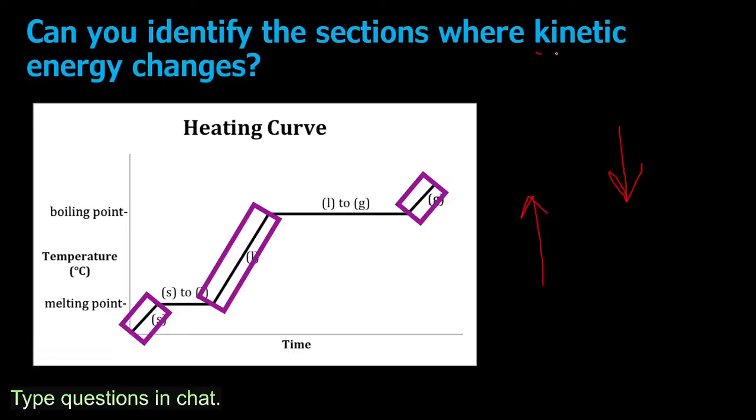Can you identify the freezing point of water? Just got to know it. 273 Kelvin or 0 degrees Celsius. Okay. Can you identify the melting point of water? Well, it is literally the same as the freezing point. So 0 degrees Celsius or 273 Kelvin. Can you identify the condensation point of water? Well, that is 373 Kelvin or 100 degrees Celsius.